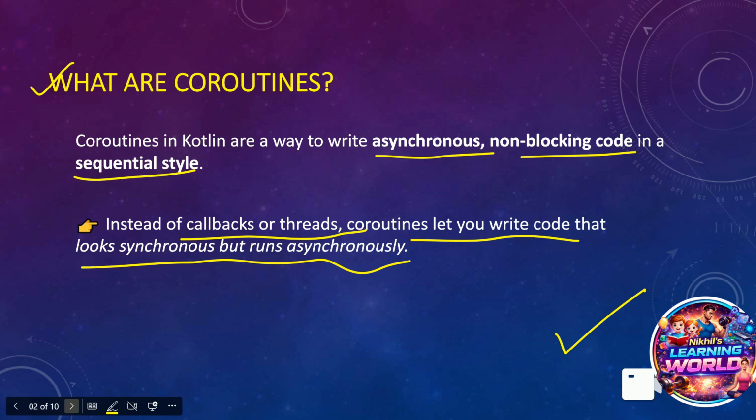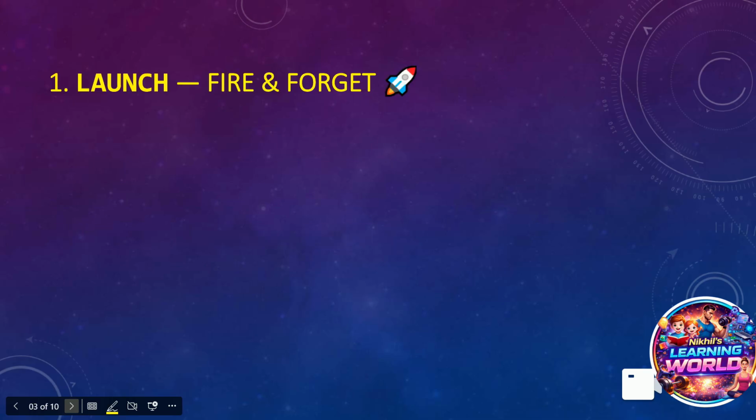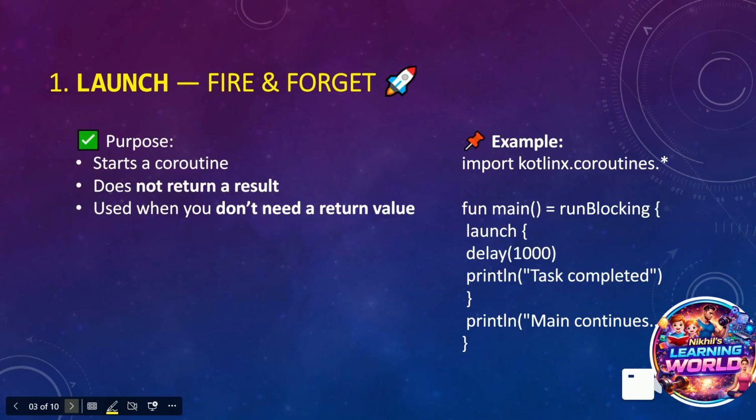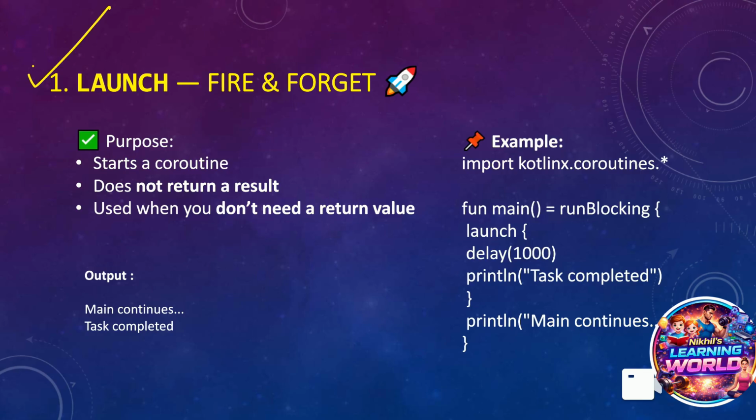So what are coroutines? Coroutines are lightweight threads that allow you to write asynchronous code in a sequential manner. Instead of dealing with callbacks or complex threading, Kotlin makes it clean and simple. With a coroutine we can launch. So what is launch? Launch is just like fire and forget.